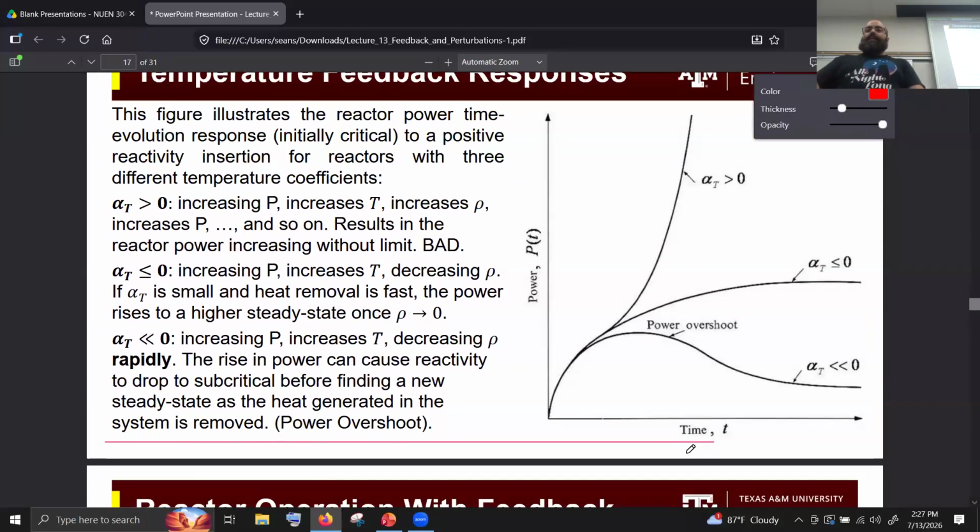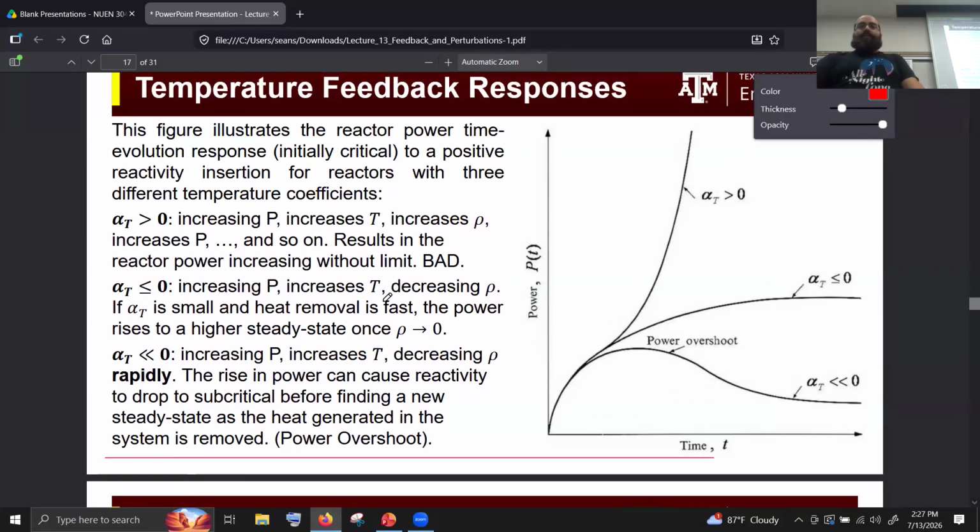So this is kind of illustrating those three cases on a graph, where this is my initial power, and then this is how the system responds to a positive insertion depending on what my temperature coefficient is. If my temperature coefficient is positive, then my system basically exponentially increases. If that temperature coefficient is like negative but not super negative, then we increase, but we end up leveling out. The power increases but ends up leveling out to a new steady state.